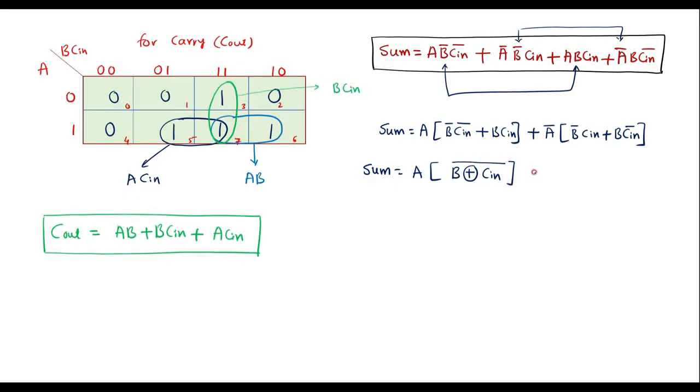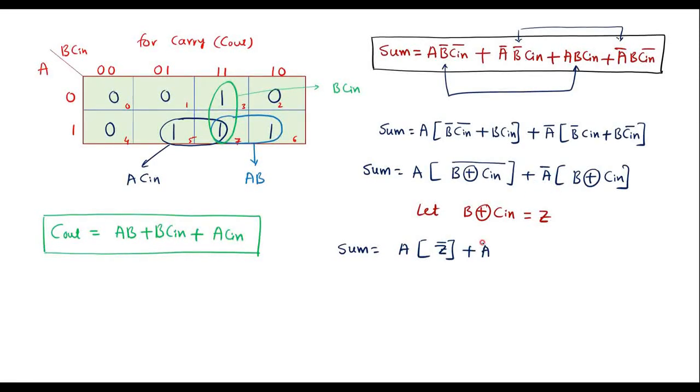plus here we have A bar. Here B bar C in plus B C in bar is nothing but XOR between B and C in inputs. Now let B XOR C in be equal to Z. Therefore I can represent this equation as sum is equal to A, and B XNOR C in is nothing but complement of Z, that is Z bar, plus A bar, and B XOR C in is Z.